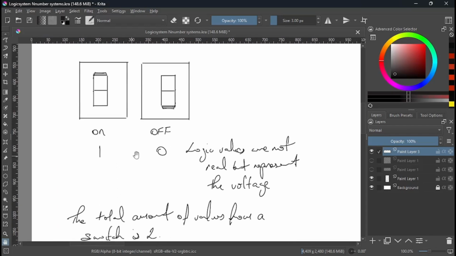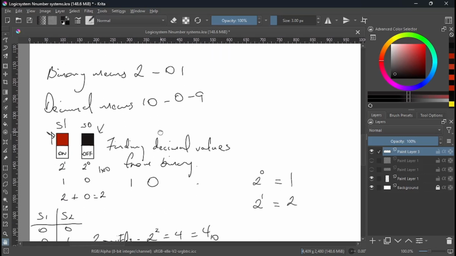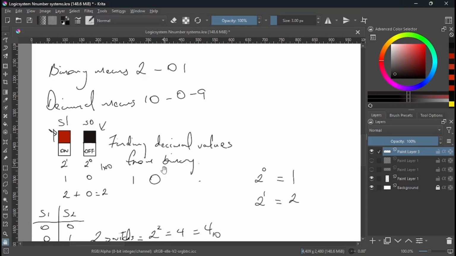A switch is on and off. It has two states. On is 1 and off is 0. Binary means 2, decimal means 10. So binary has a base 2 and decimal has a base 10.